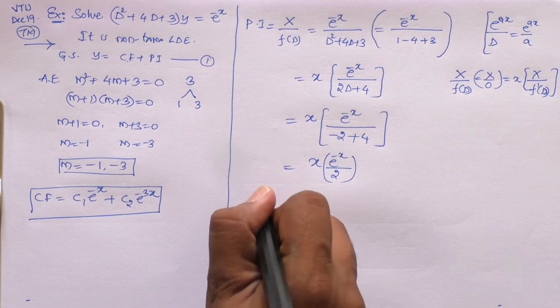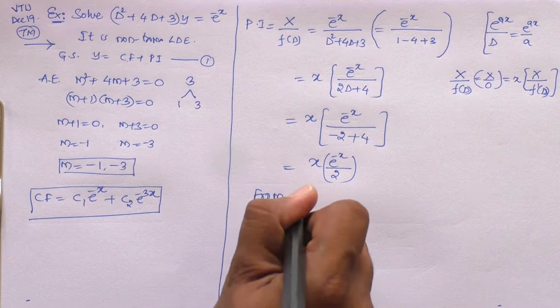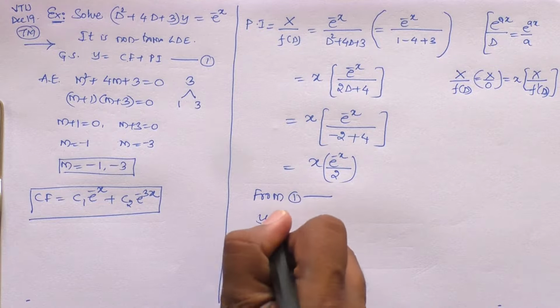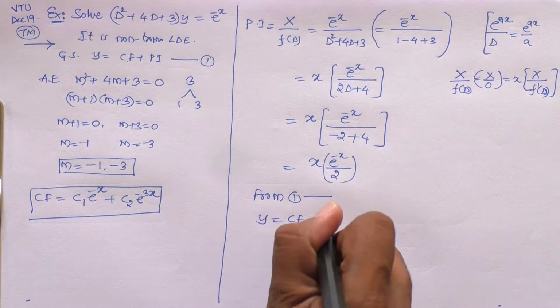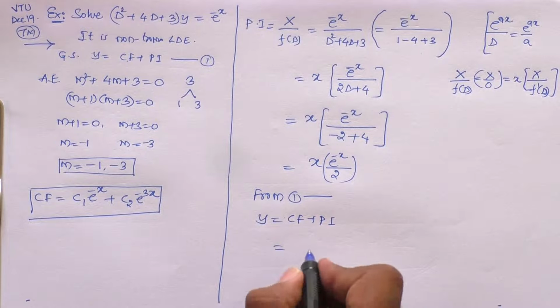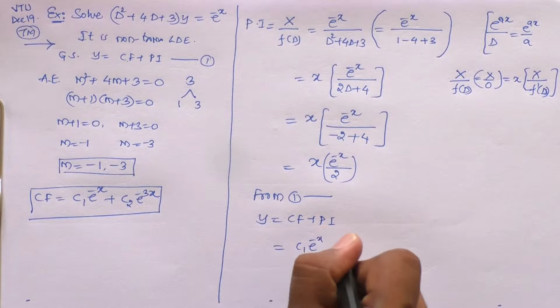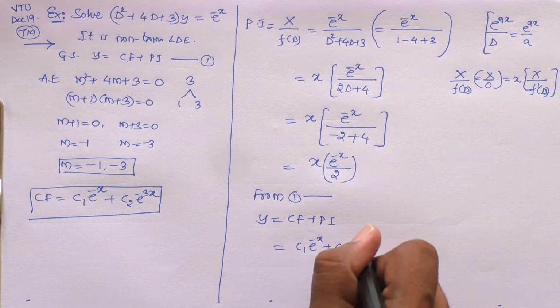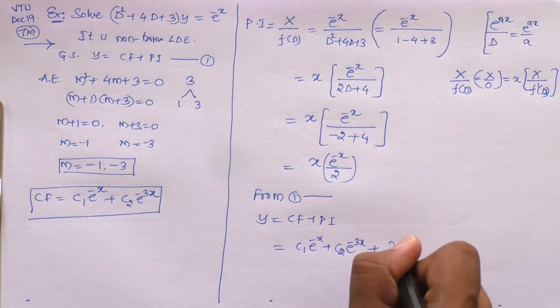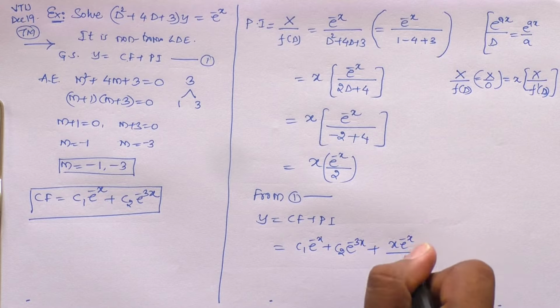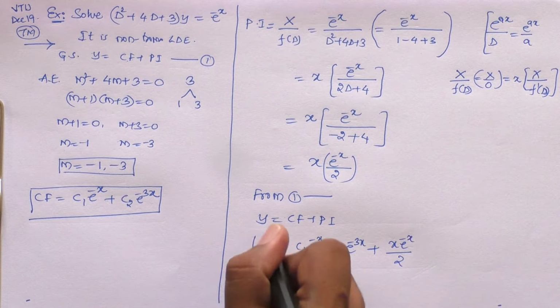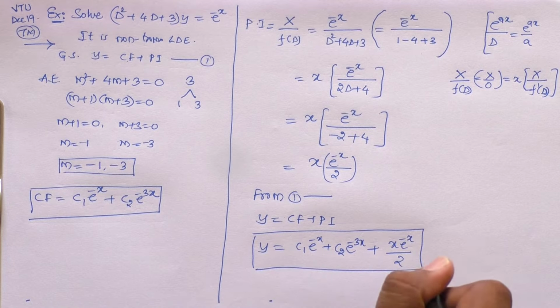So the final solution from equation 1 is y equal to CF plus PI. So CF here is C1 e raised to minus x plus C2 e raised to minus 3x, plus PI, x e raised to minus x by 2. So the final answer is y equal to this.